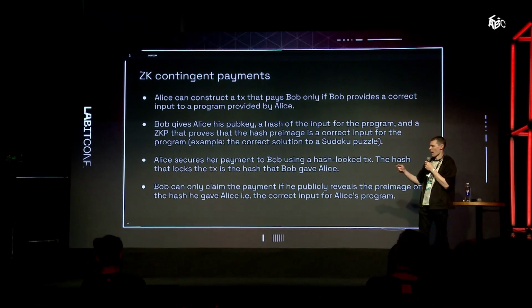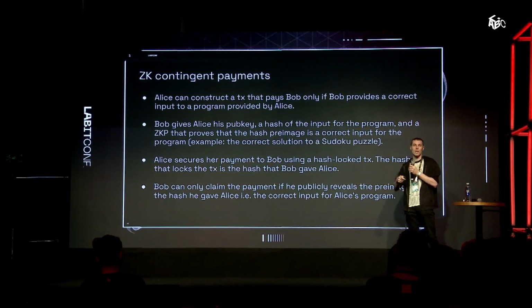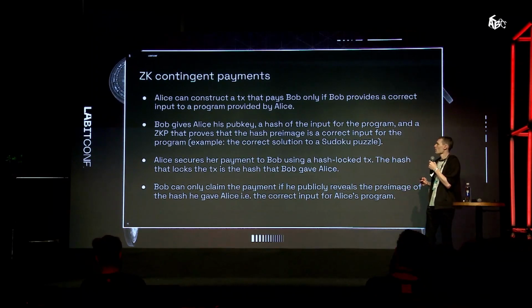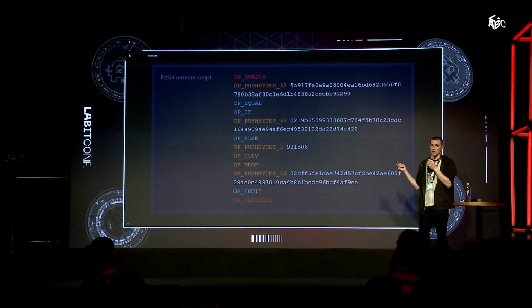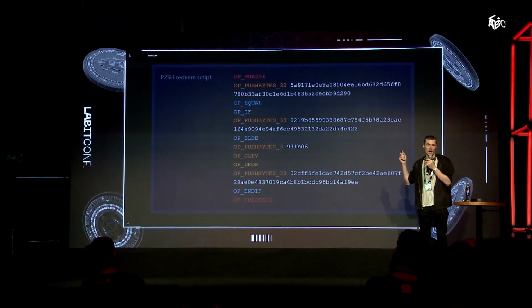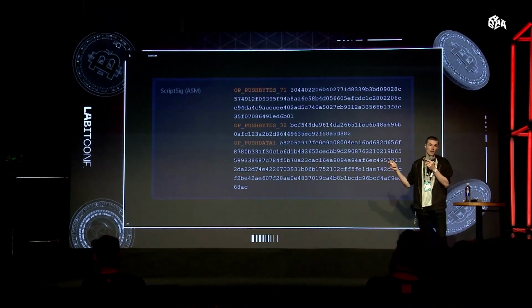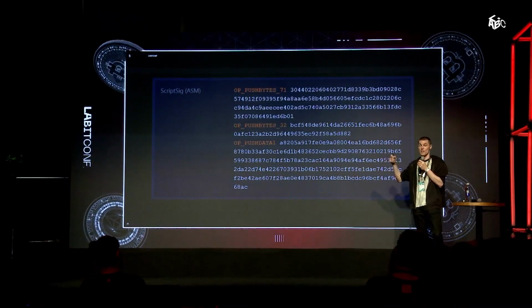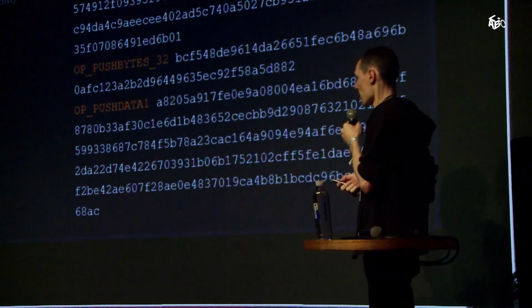And this is a way that Alice and Bob can trustlessly trade Bitcoin for a solution to a Sudoku puzzle, or a solution to many other kinds of computational problems. This is what an actual P2SH redeem script for this kind of transaction looks like. And this is the actual solution that was used in the example transaction that Greg Maxwell did with Sean Bowe back in 2016.